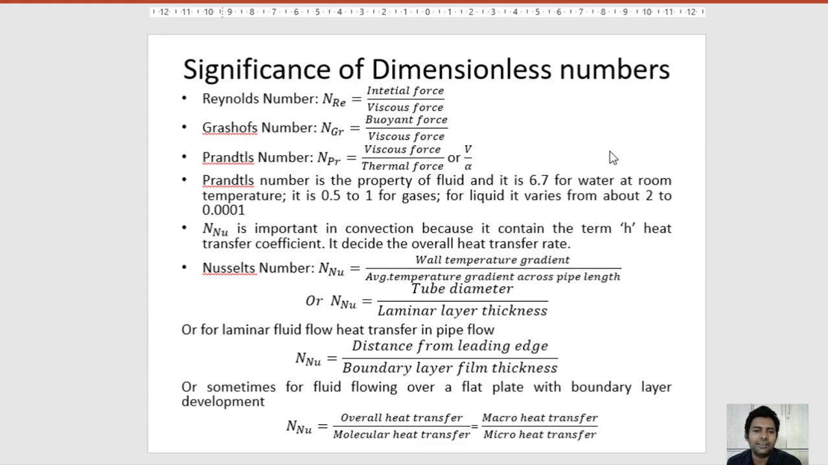The Nusselt number is important in convection because it contains the term h, that means the heat transfer coefficient, and it decides the overall heat transfer rate. So it is the ratio of the wall temperature gradient divided by the average temperature gradient across the pipe length, or it can also be defined as tube diameter upon the laminar layer thickness. For laminar fluid flow heat transfer in pipe flow, the Nusselt number is again defined like this: distance from the leading edge to the boundary layer film thickness, or sometimes for fluid flowing over a flat plate with boundary layer development, the Nusselt number can be defined as overall heat transfer to the molecular heat transfer. Again, we can say the macro heat transfer to the micro heat transfer.